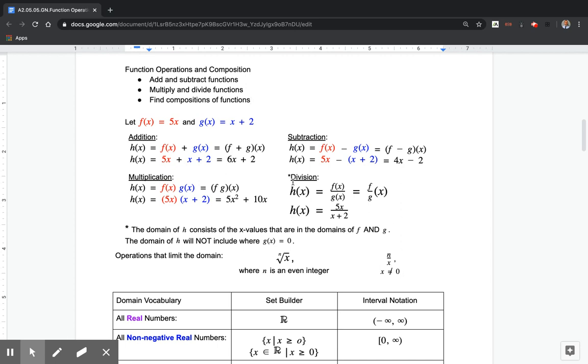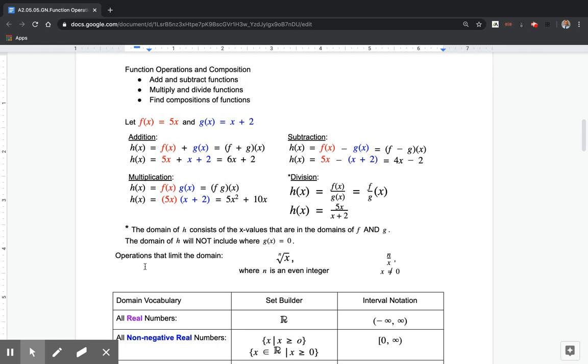Division, and we have this little asterisk here, and we can talk about that in a little bit. So if h of x is equal to f of x divided by g of x, or f divided by g of x, and we can't really simplify any of the function or any of the values in the function here, so we just leave it as 5x divided by x plus 2.